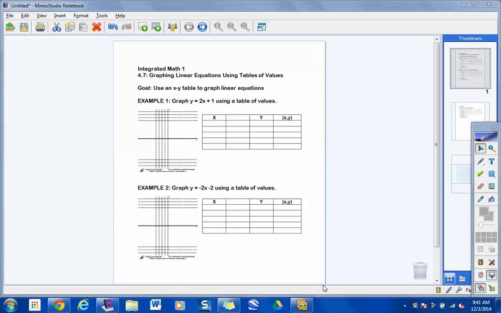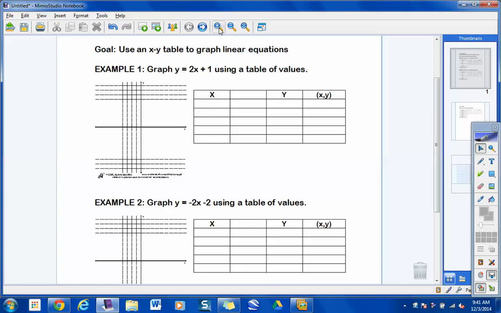On 4.7, graphing linear equations with tables of values. Again, like I said, we've been looking at coordinate planes. Now guys, my coordinate plane didn't turn out as nice as yours. You can at least read yours over here, right?